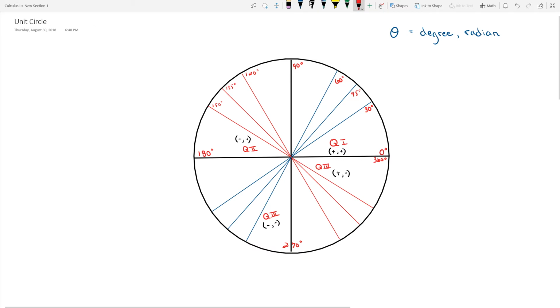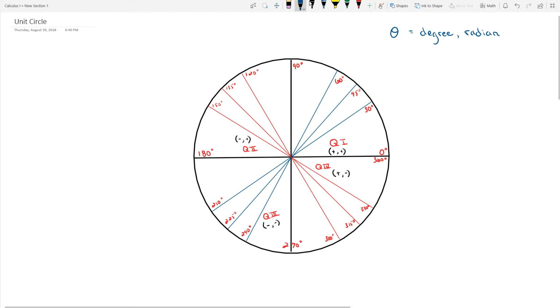And below we have 180 plus another 30, plus 15, plus another 15 or 30 from 210. Then we have 300 degrees, 315, and 330. So let's go ahead and start filling in our radian.